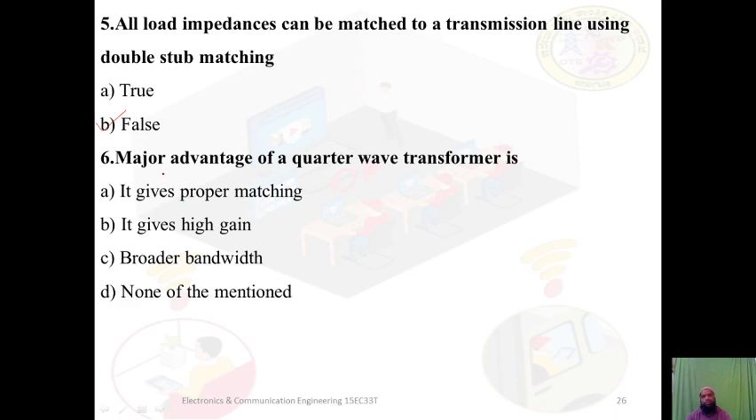Question number 6: what is the major advantage of a quarter wave transformer? Option A, it gives proper matching. B, it gives high gain. C, broader bandwidth. Option D, none of the mentioned. So the answer is option C, it gives broader bandwidth. If you use multiple sections of the quarter wave transformer in a proper manner, we can achieve the broader bandwidth.